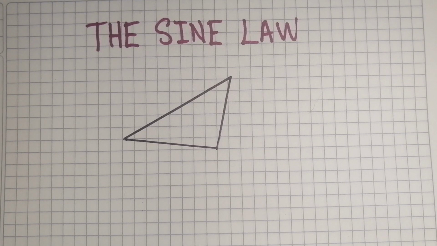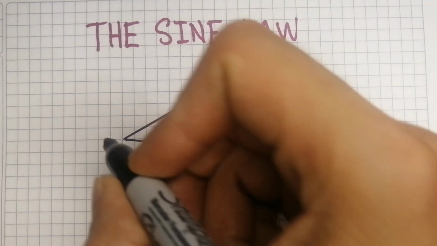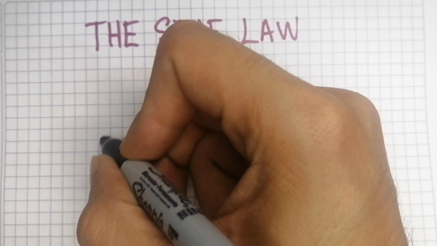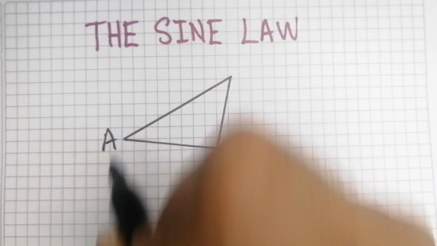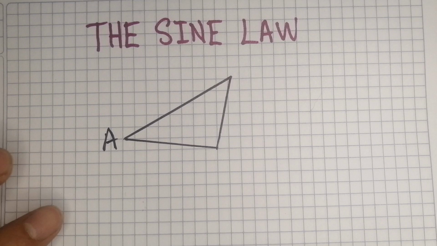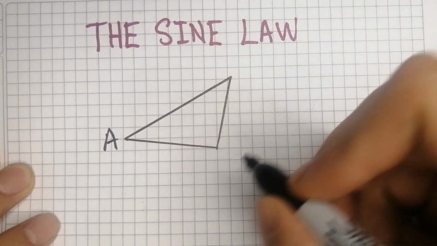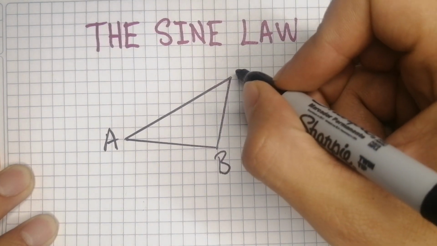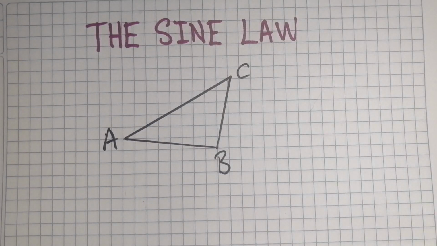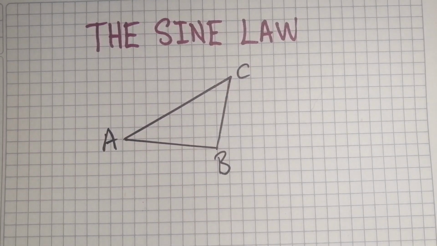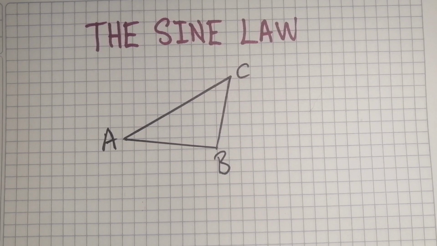The first step is that we are going to label the angles. We're going to use capital characters, and we are going to label this one capital A. Let's call this one here capital B, and this one would be capital C. After we label the angles of the triangle, we are going to label its sides.